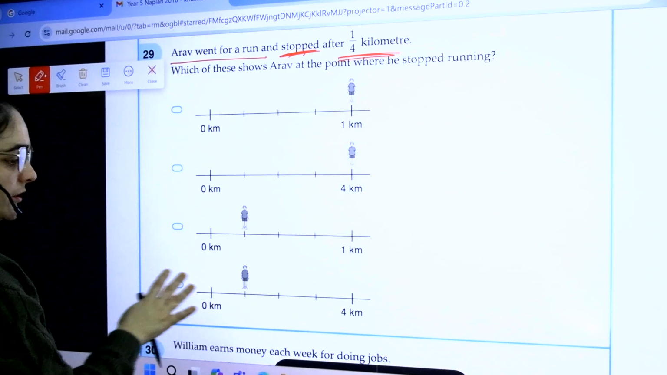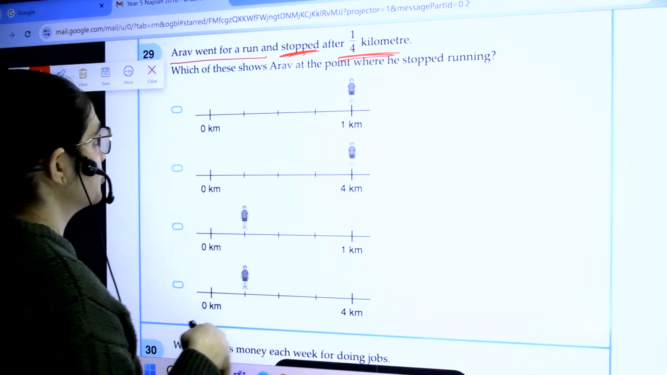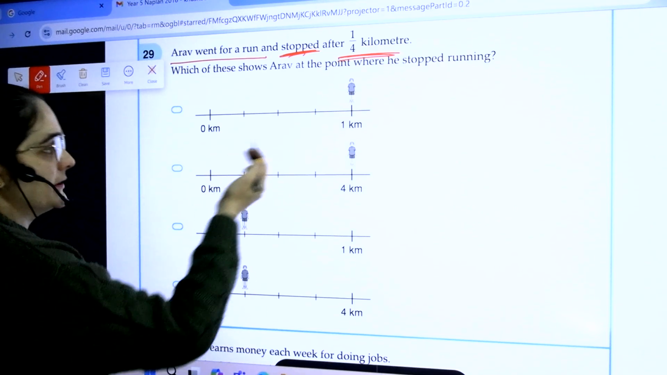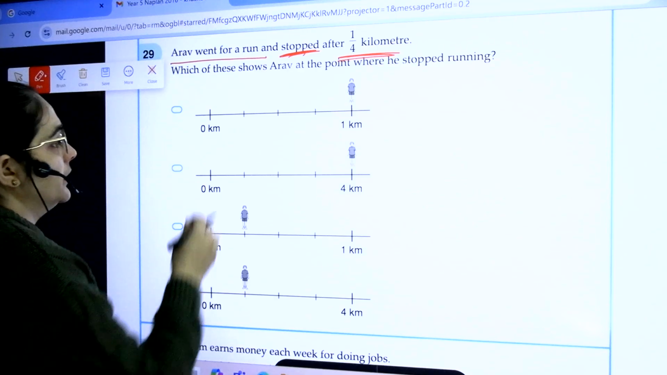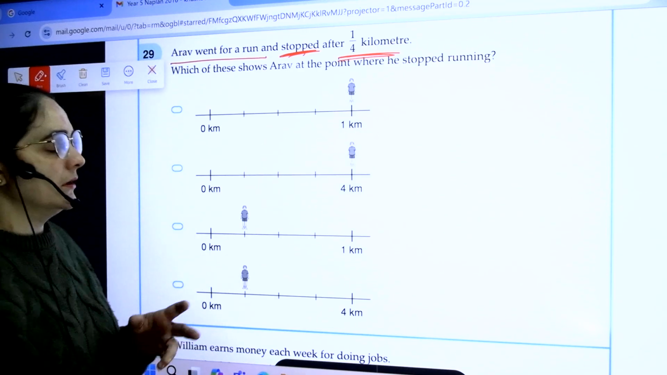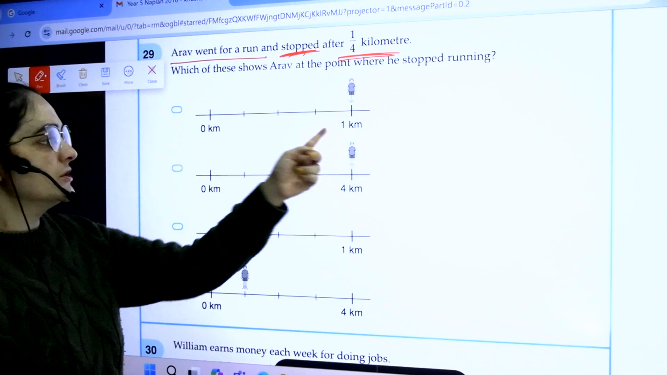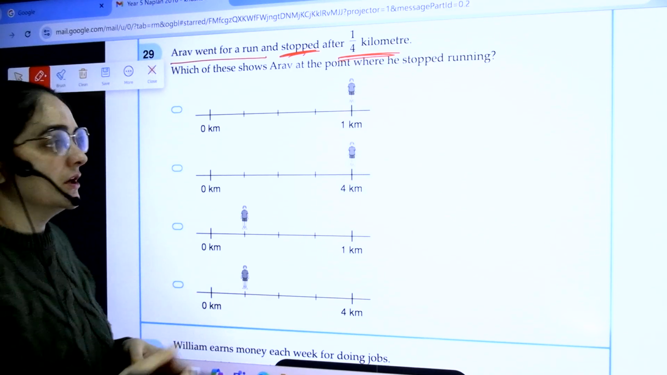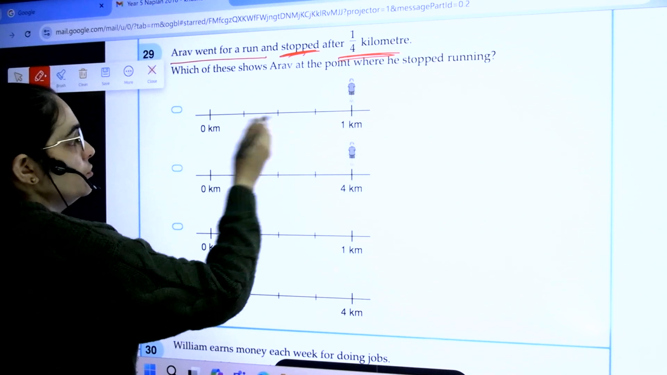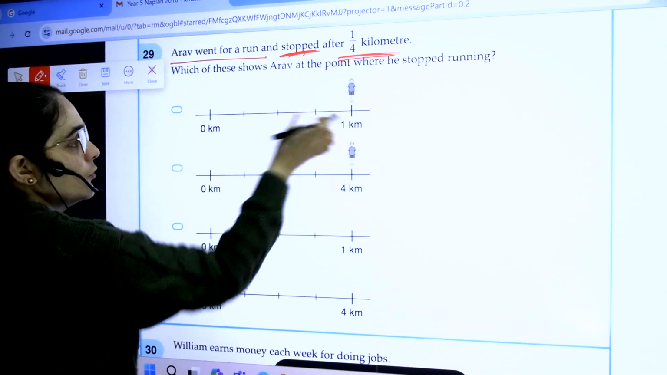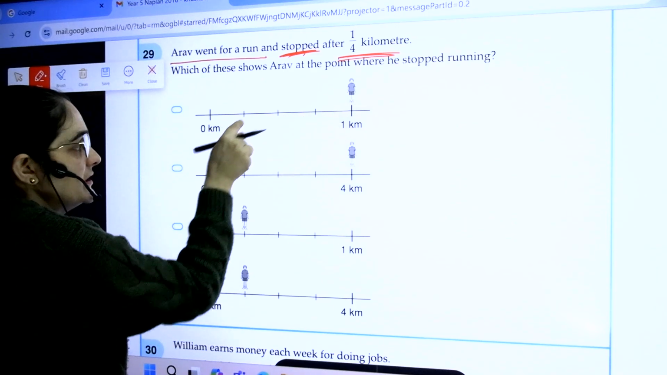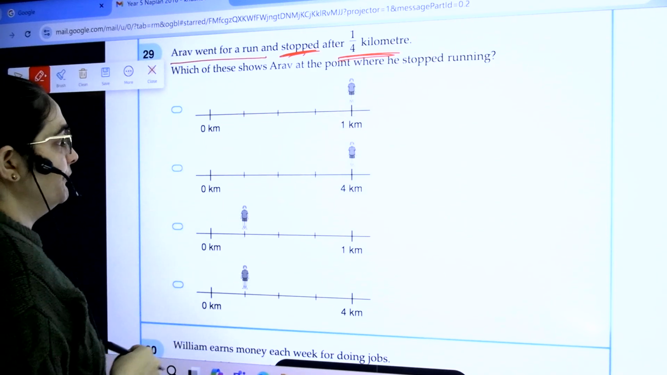So they are drawing a number line and showing where Arav stopped. So let's see, there are 4 number lines. In the first one, remember, when you're doing 0 to 1, that's a fraction. Less than 1 is a fraction. And they did 1, 2, 3, 4 parts of it. Okay, always think of a fraction as parts, not these little tiny lines.